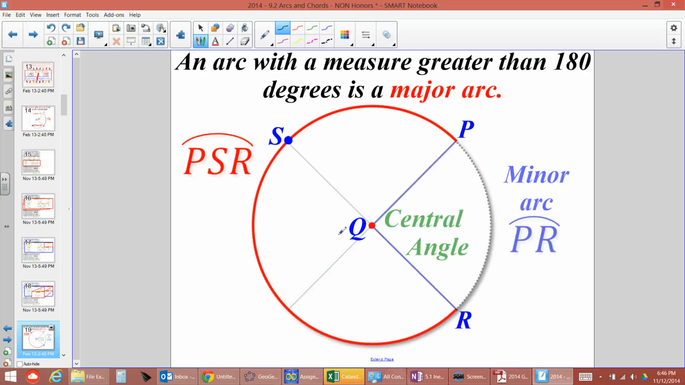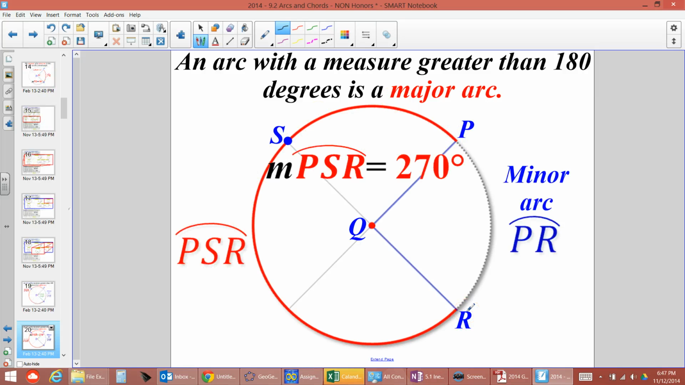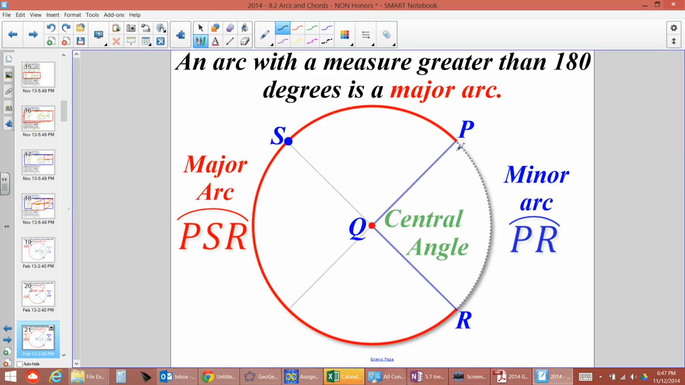If you hear me say the word major arc, a major arc is bigger than 180 degrees. And here we have arc PSR. Arc PSR starts at P, has to go through S, and then around to R. Arc PR just goes directly from P to R. It's the shortest distance. But if I want to go around the other direction, I have to go PSR. Again, the central angle for arc PSR is 270 degrees. So here we have central angle, major arc, and minor arc.